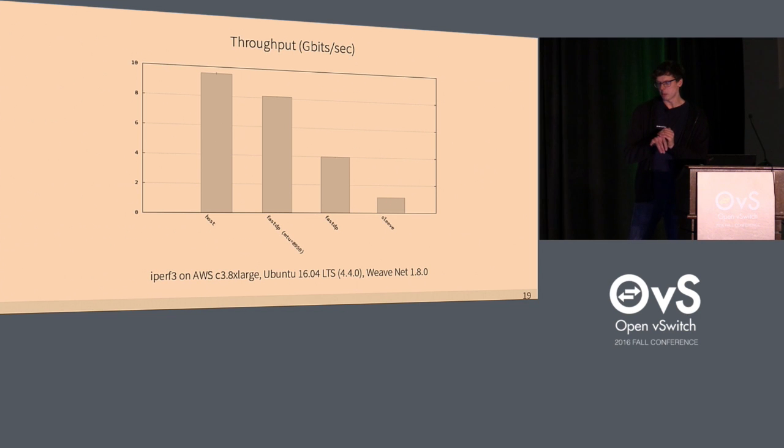And FastDP with the default MTU, which is 1,410, the performance is still better than sleeve performance. And I forgot to mention that sleeve is how we call the PCAP overlay implementation.